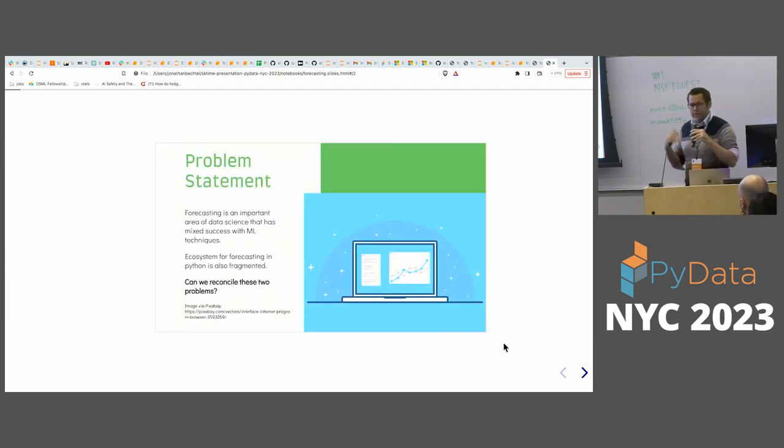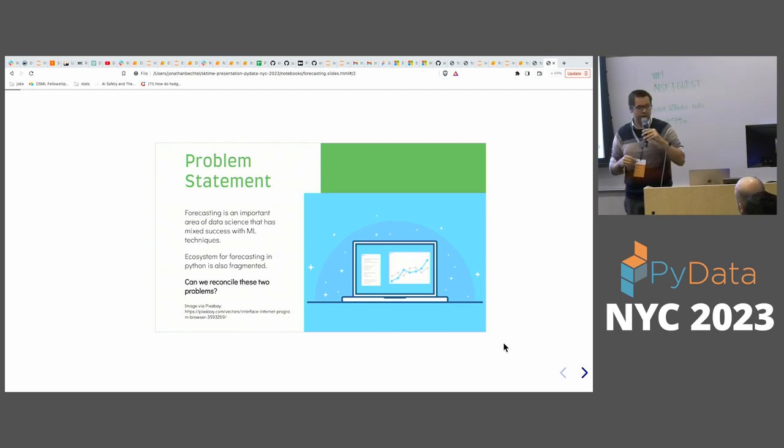So generally speaking, that's the problem statement we're going to talk about here. Forecasting is a very important component of data science. Lots of companies would benefit from good forecasting. It's also an area where machine learning will not necessarily improve your results if you're not aware of certain details. Getting state-of-the-art in forecasting with ML is actually difficult, and it's probably easier to do more harm than good if you're not careful.